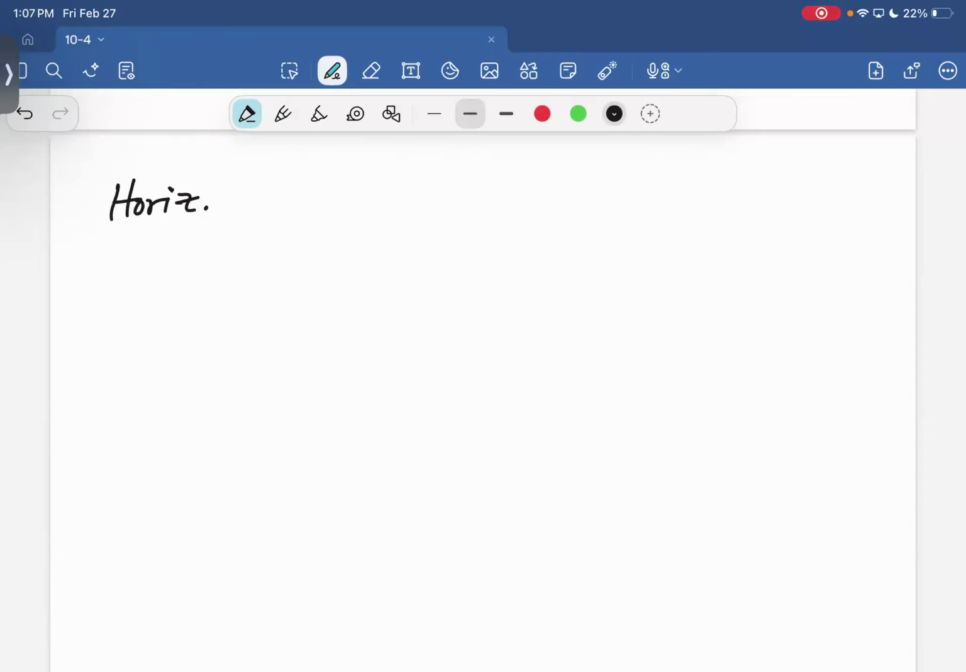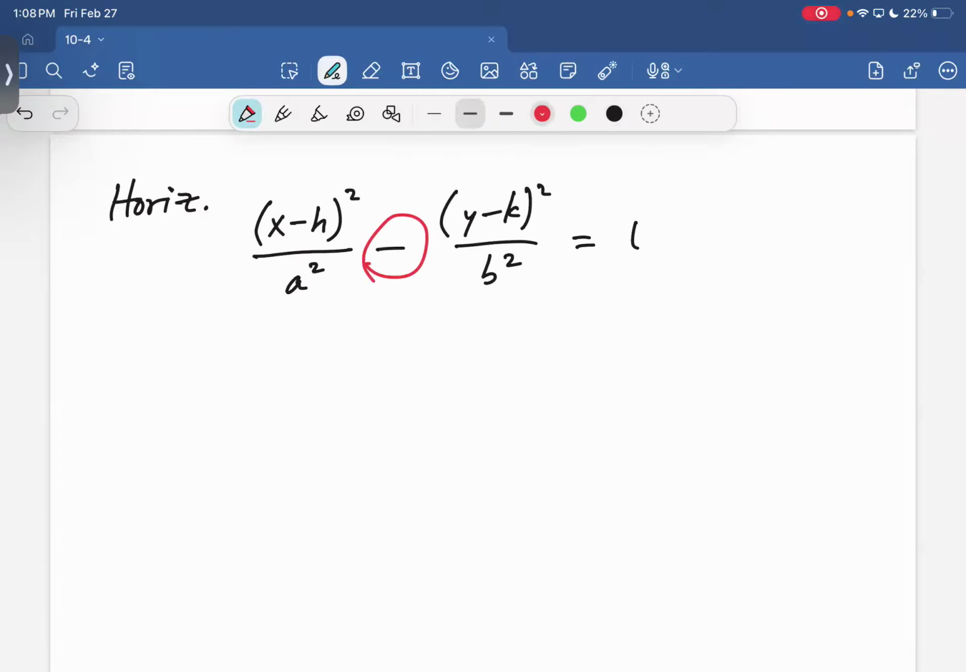So for a horizontal hyperbola, we're going to have x minus h squared over a squared. Remember, a is the distance between the center to the vertices, minus y minus k squared over b squared, which we would find using c, right? This equals 1. So this is the exact same equation as for an ellipse, except now the plus is replaced by a minus here. And as it was for an ellipse, the right side has to be 1.